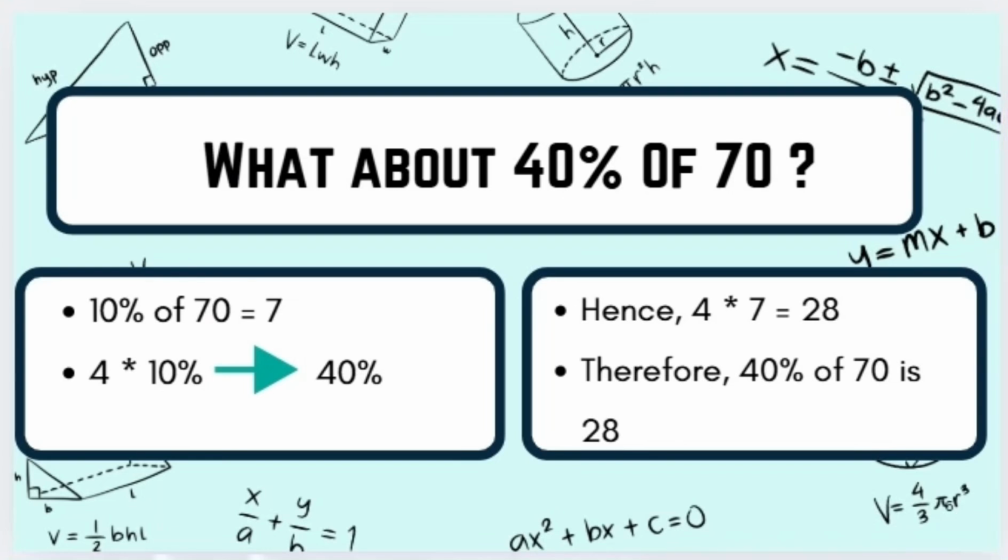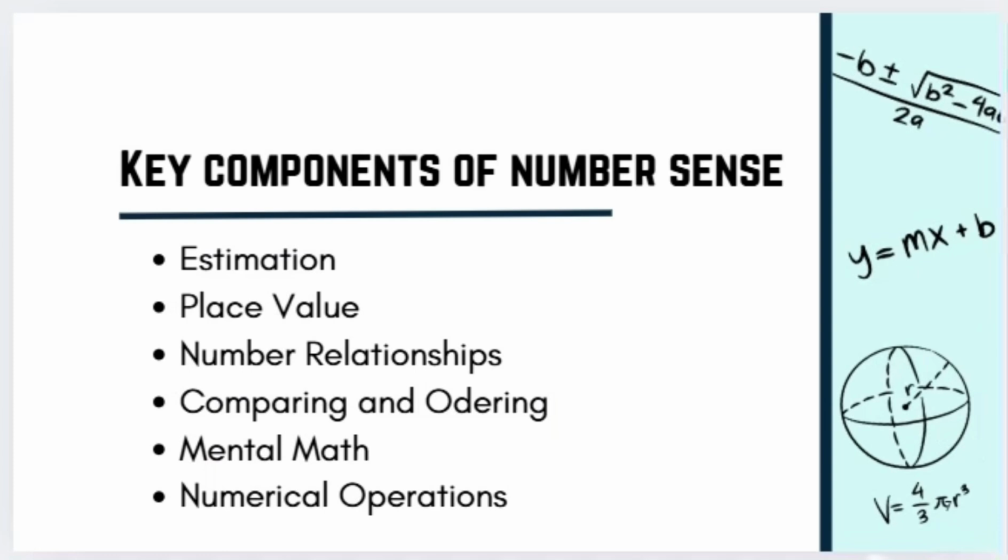So you see how we don't use calculators here, but we just use number sense, the relationship between numbers, to derive the solution of a problem. That is what number sense is about. We study the relationships between numbers, and then we use those relationships to arrive at the solution of any mathematical problem. What are the key components of number sense?